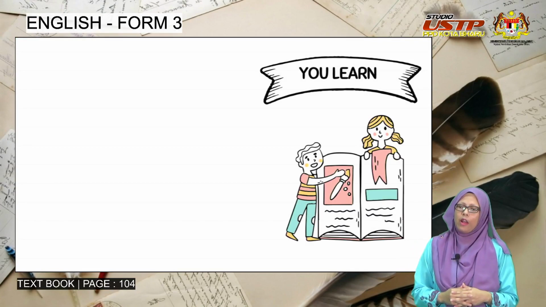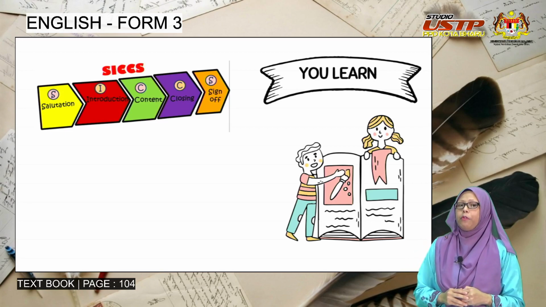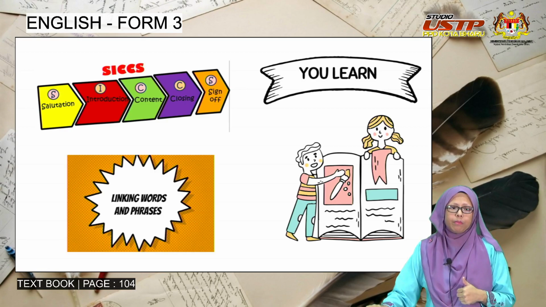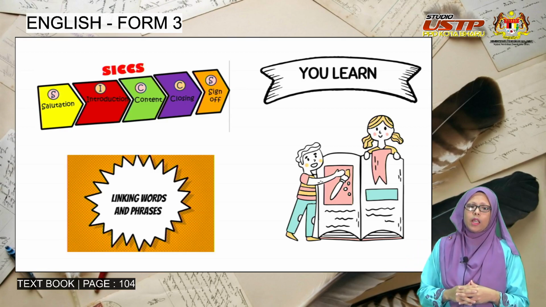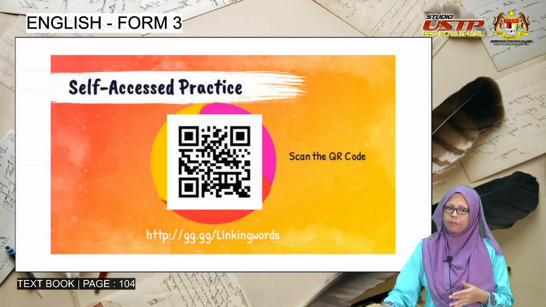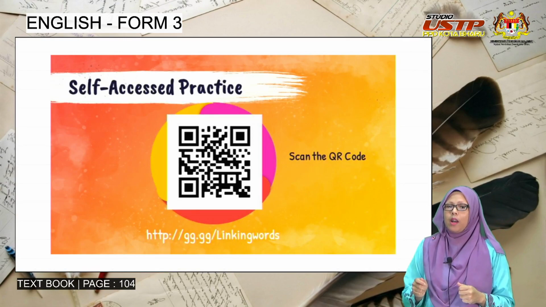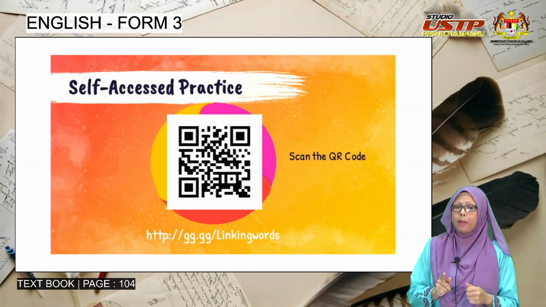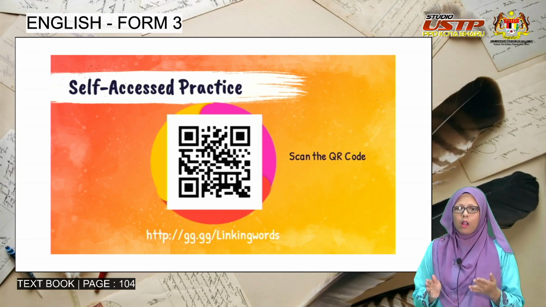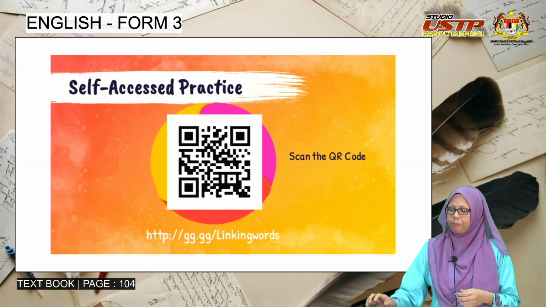Students, today you have learned to write the postcard using the 5 steps which are SICCS. You have also learned to use linking words and phrases in your postcard. Now it's the self-assess practice. You can scan the QR code here or use the link below the code to do the self-assess practice. I hope all of you can do this practice to check your understanding of the topic today.